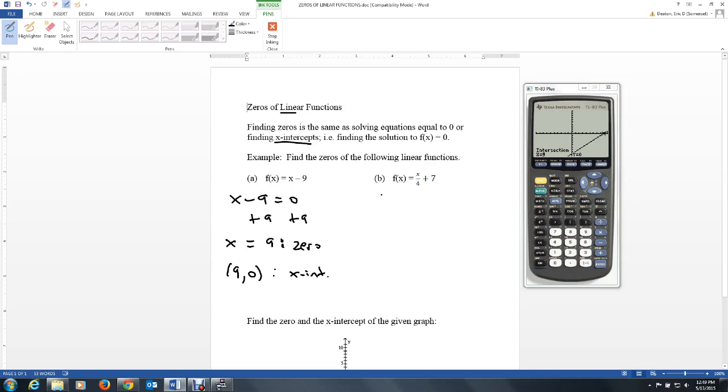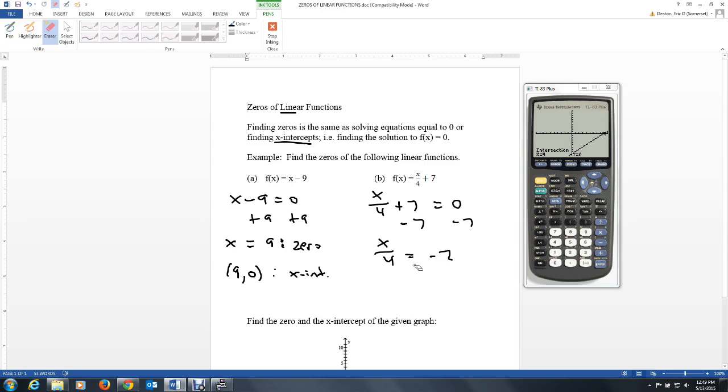For part B, to solve part B, is to find the zero. So we're going to take x over 4 plus 7 and set that equal to 0. We're going to isolate the x term by getting rid of the plus 7 by subtracting 7. So we have x over 4 equals negative 7.